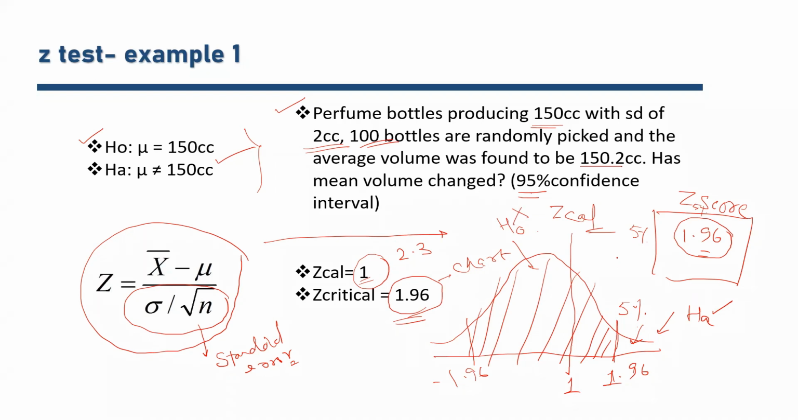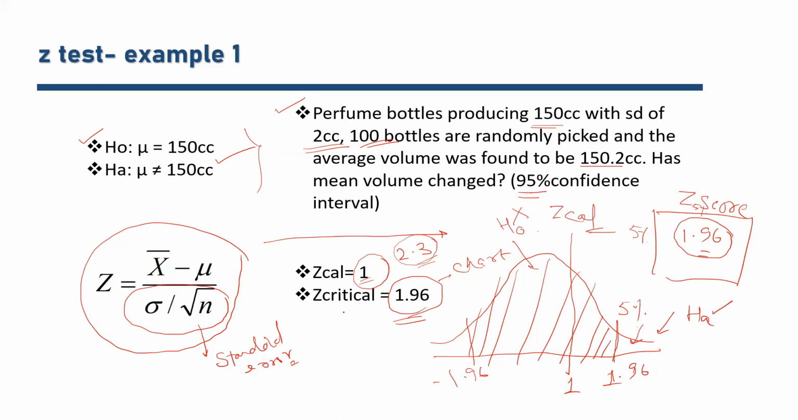Sorry, can you repeat, please? Yeah, so what I'm saying is, say for example, the question has changed. So instead of 150.2, it got changed to 160.2. Okay, the average volume is now 160.2 when you randomly picked 100 bottles. And when you calculated the Z calculated value by using this formula, that is 160.2 minus 150 divided by 2 root under of 10, say suppose it came out to be 2.3. Instead of 1, it came out to be 2.3.